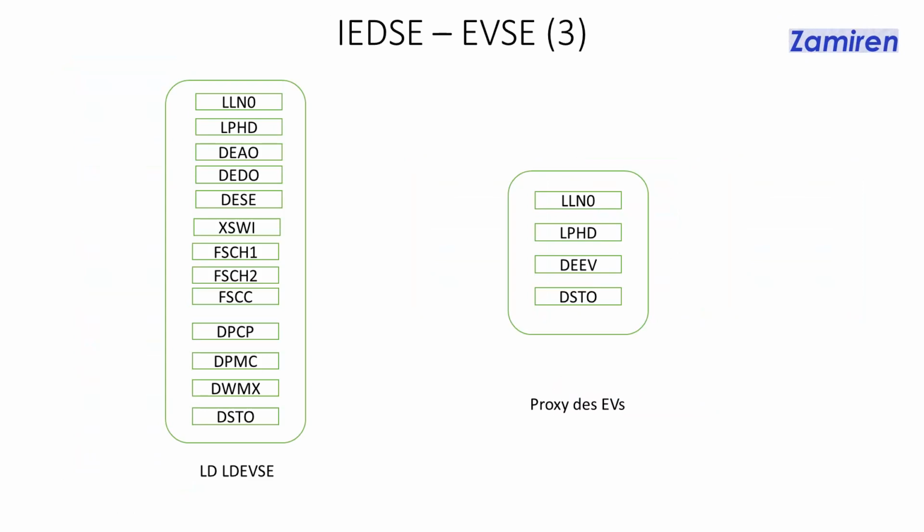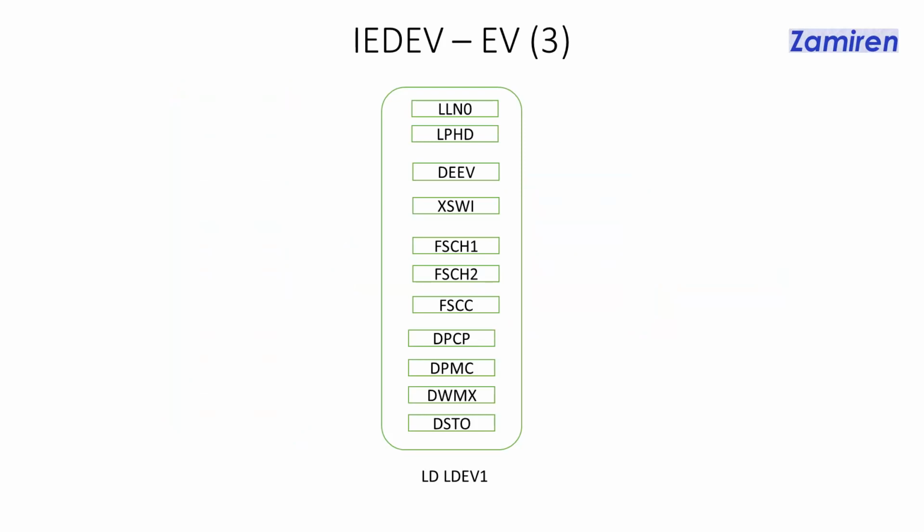Each IEDSE IED contains 2 logical devices, LDEVSE including basic LN, schedule LN and DER-LN, and LDEV including some proxy LNs of the potentially connected vehicle. Each IED-EV contains an LDEV1 that includes the vehicle's basic LN, schedule-related LN, and DER-related LN.